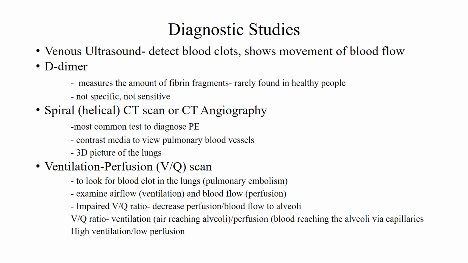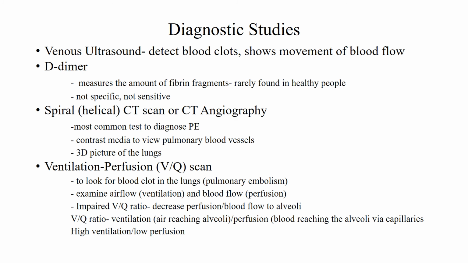In the first part, the patient will breathe in a radioactive gas, and pictures or images are taken to look at the airflow in the lungs. In the second part, a different radioactive material is injected into the vein in the arm, and more imaging studies are taken to see how the blood flows in the lungs. So it's ventilation to examine airflow, and perfusion to examine the blood flow.